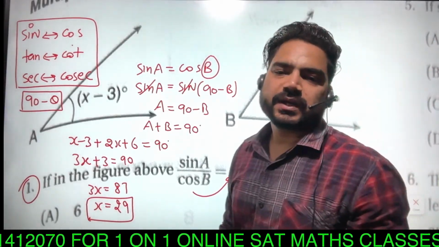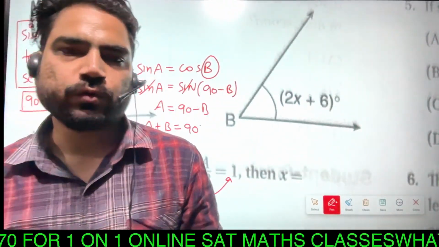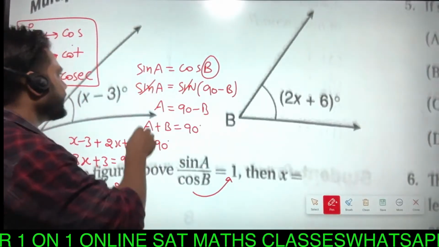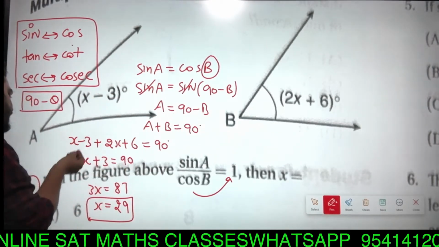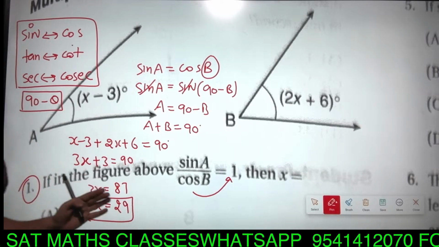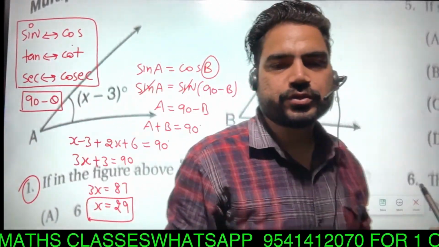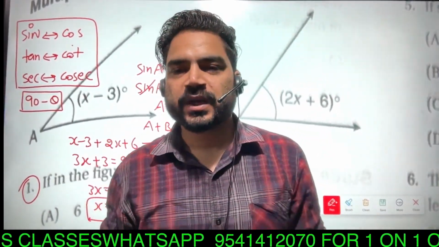Very easy concept: if you subtract the angle from 90, then cos converts into sine, then sine cancels, a plus b is 90, and we can solve this. Okay, I think we can easily solve this basic question, the first question of our SAT journey.